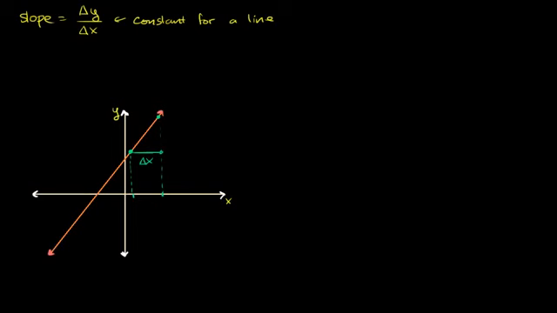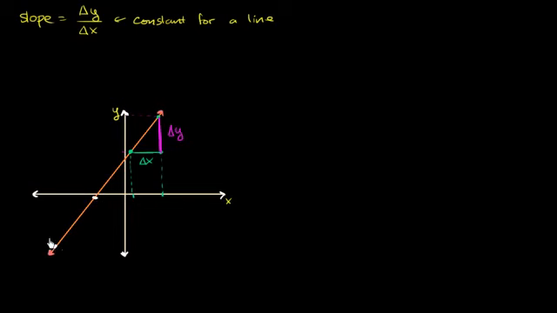And what's our change in y? Well, this point's y value is right over here. This point's y value is right over here. So this height, or this height, is our change in y. So that is our change in y. Now, let's look at two other points. Let's say I have this point and this point right over here. And let's do the same exercise.